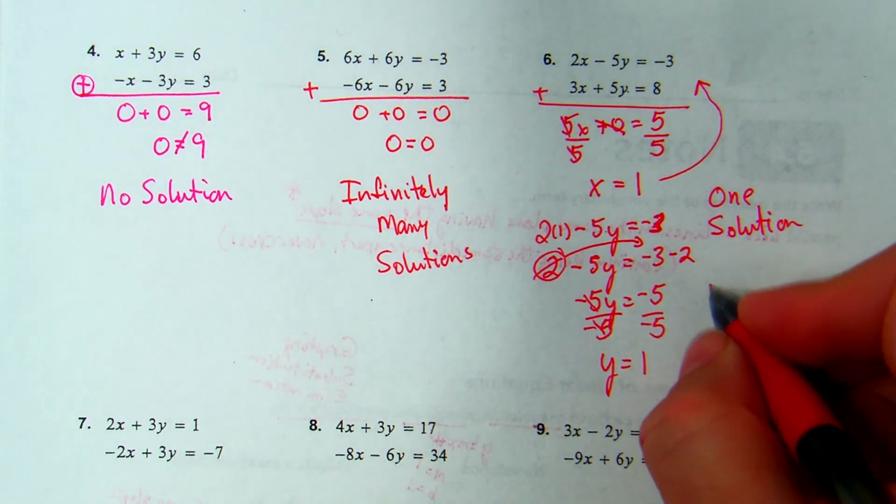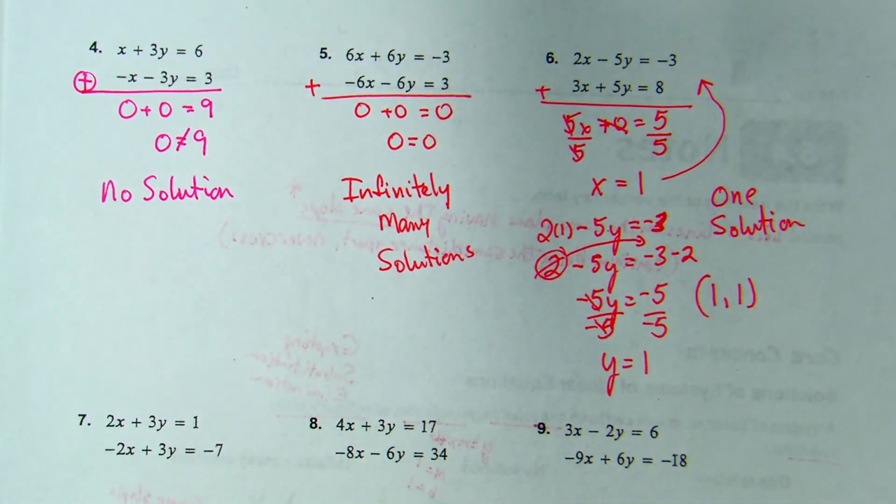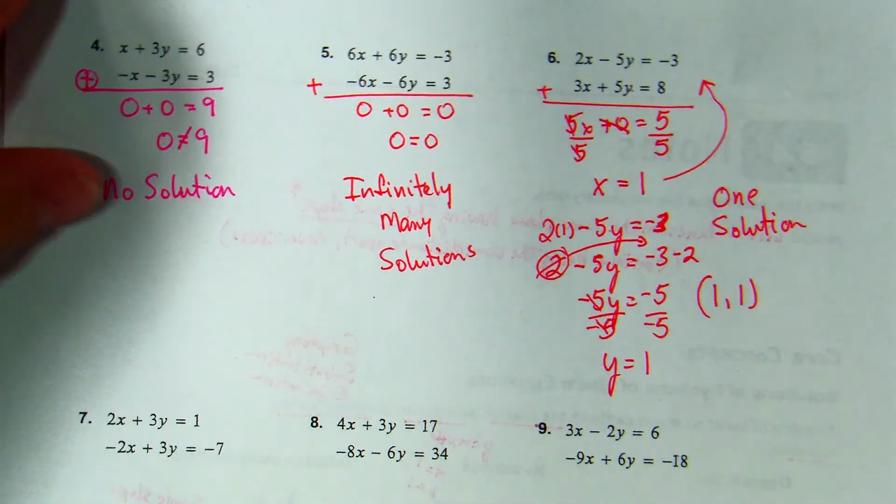So we're going to have an ordered pair 1, 1 as our solution, and our only solution, so we have just one solution for this system of equations. That is 4, 5, and 6. Let's look at 7, 8, and 9.